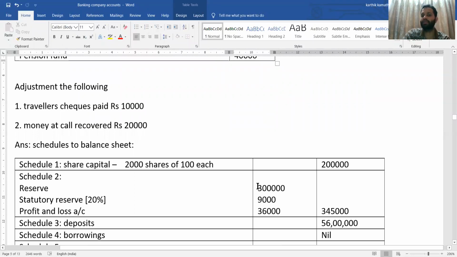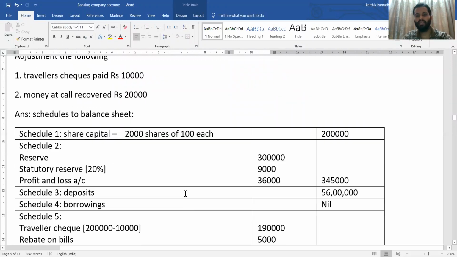45,000 into 20%, 9,000. So profit and loss balance remaining amount. How to get remaining amount? 45,000 minus 9,000. 9,000 goes for statutory reserve. Other remaining balance is 36,000. Now add all the amount, that is 3 lakh plus 9,000 plus 36,000, 3 lakh 45,000. That is schedule number 2, reserves and surplus.